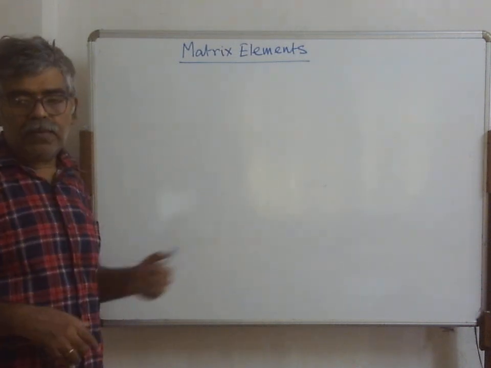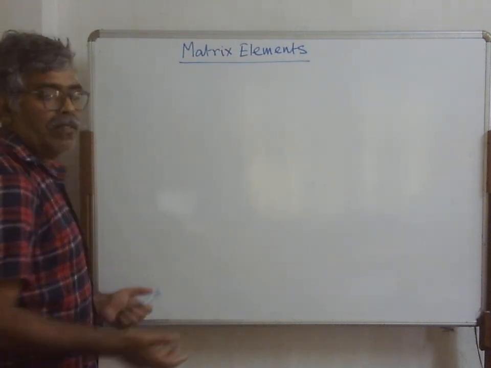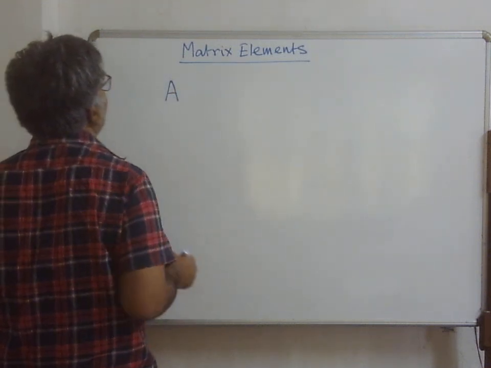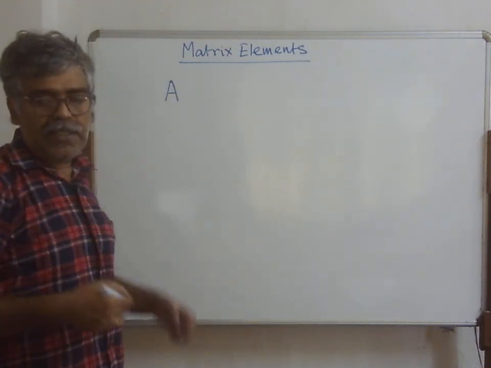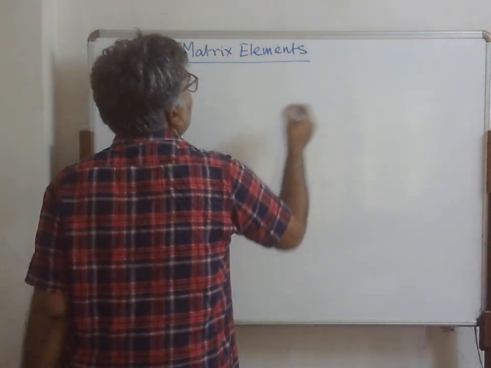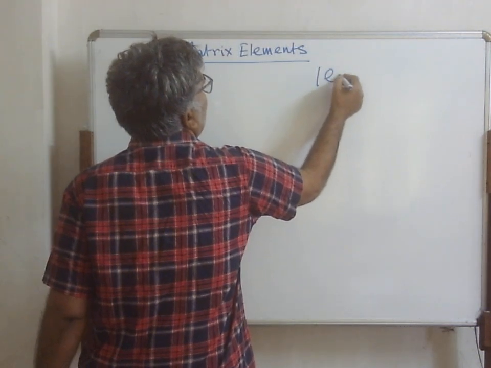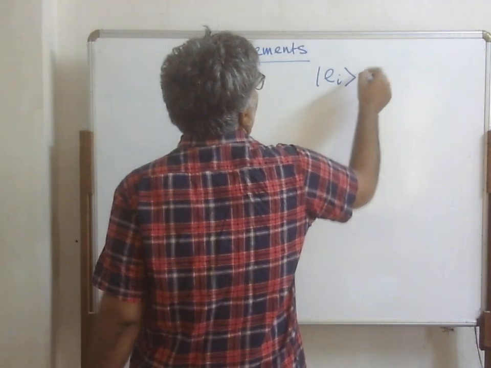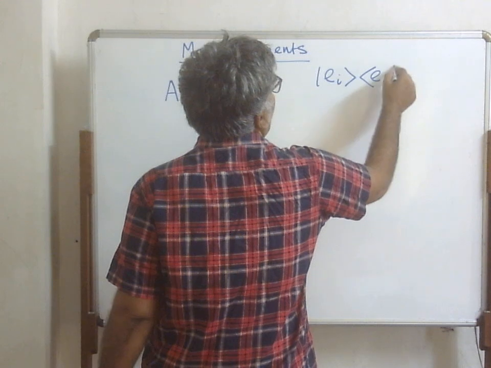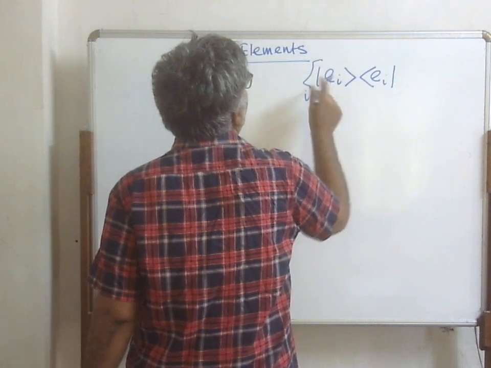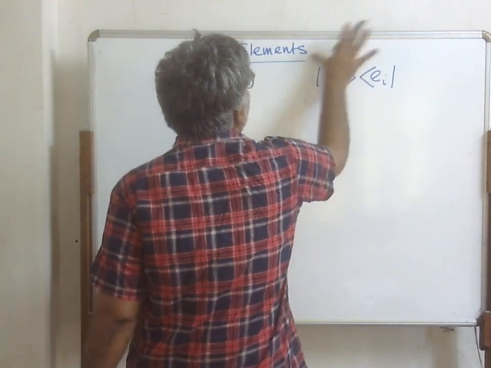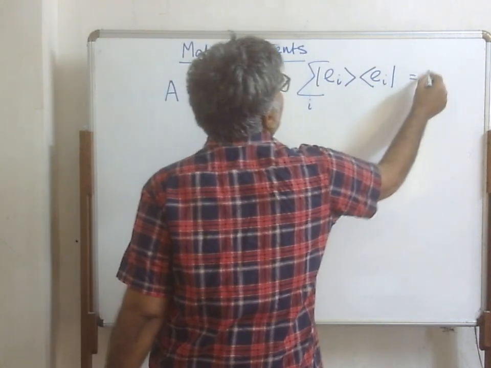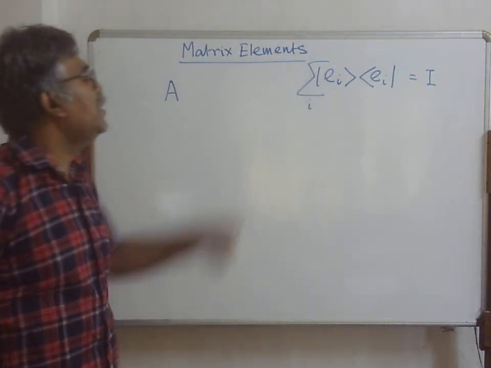The matrix elements with respect to some basis. Now suppose you take a matrix A and I want the matrix elements with respect to some basis, suppose that basis is e_i, and this is an orthonormal basis, so that sum over i of |e_i><e_i| is equal to the identity, so this is completeness.